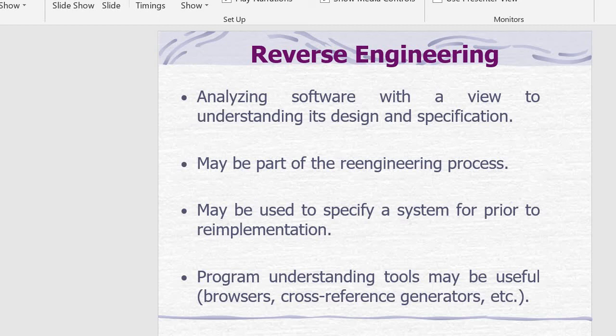So basically, reverse engineering is analyzing software with a view to understanding its design and specification. And this may be part of the re-engineering process. This may be used to specify a system prior to its re-implementation. And in reverse engineering, program understanding tools may be useful, like your browsers, cross-referencing generators, etc.